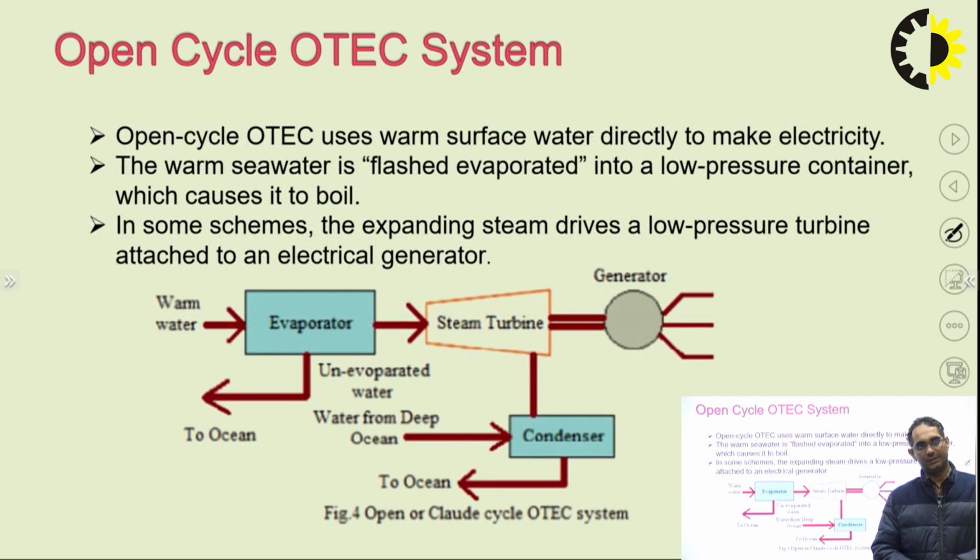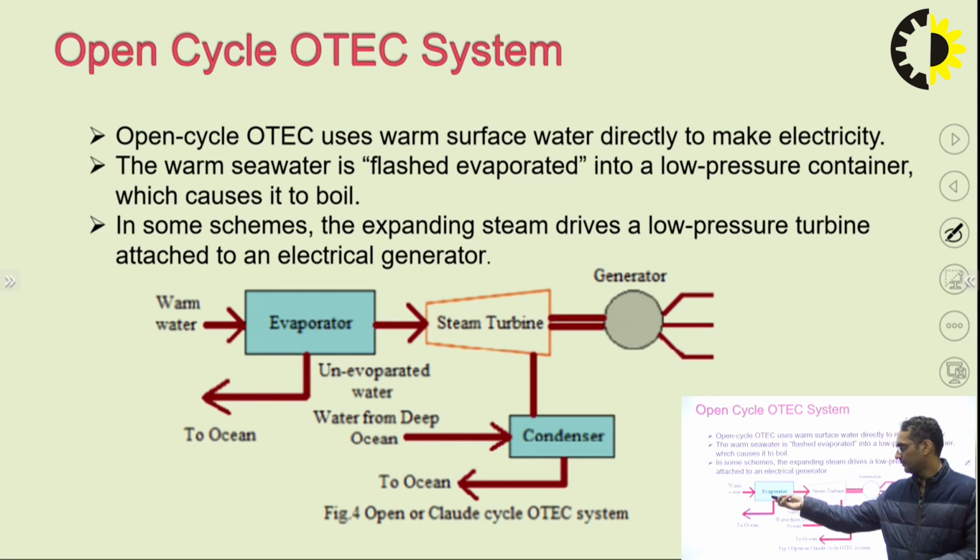So, this is the OTEC diagram. The OTEC cycle uses warm surface water directly to make electricity. The warm seawater is flash evaporated into a low pressure container, which causes it to boil. And in some schemes, the expanding steam drives a low pressure turbine attached to an electrical generator.